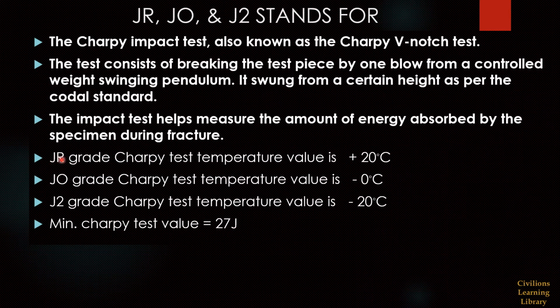Generally, JR grade is normally available in the market, but J0 is rarely available, and the price of the J0 is slightly higher than JR, and J2 material price is slightly higher than the J0. So based on the requirement, project specification and the structure location, we have to carefully choose this suffix JR, J0 or J2.